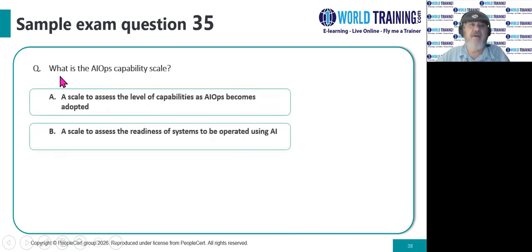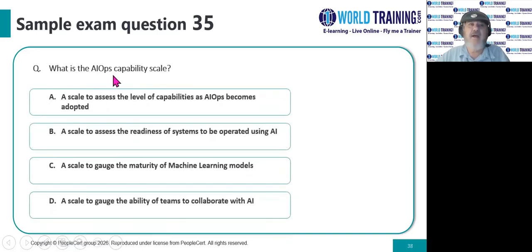Okay, 35. What is the AIOps capability scale? The scale to assess the levels of capabilities as AIOps becomes adopted. Yes. Scale to assess the readiness of systems to be operated. No. The scale to gauge the maturity of machine learning models. No, that would be more like an MLOps capability scale. The scale to gauge the ability of teams to collaborate with AI. No. So I think A is the best answer here.